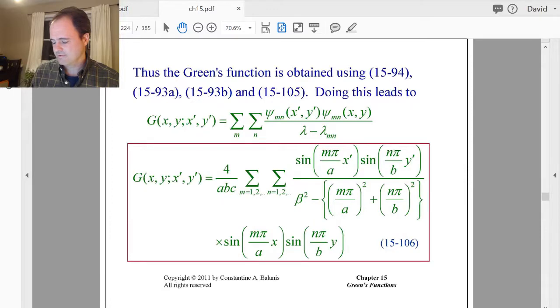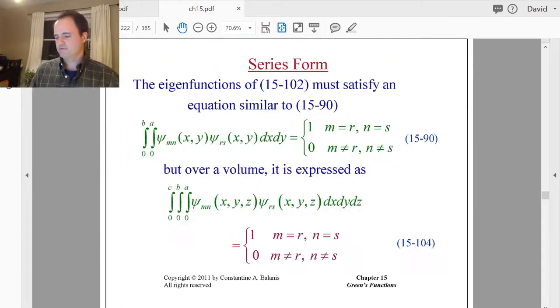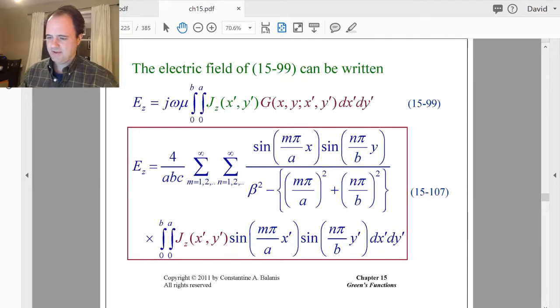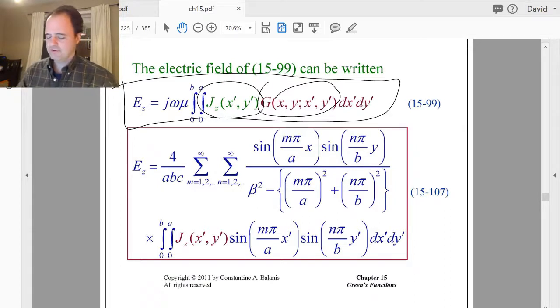And then previously you figured out what lambda is. It's beta mn squared, and the lambda in the Green's function is just beta squared. So you can go directly now to the bilinear formula and plug everything in, and bingo, that's what you have. So that's the Green's function. And you can put that into our equation for E sub z. Then for any charge distribution, current distribution, you can use that with G to find out what E sub z is.